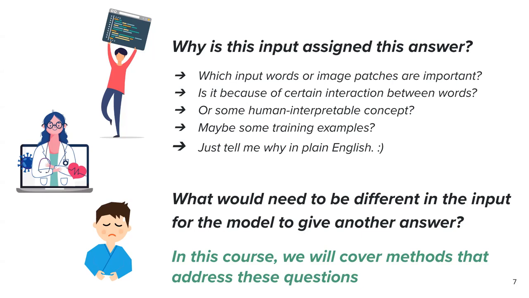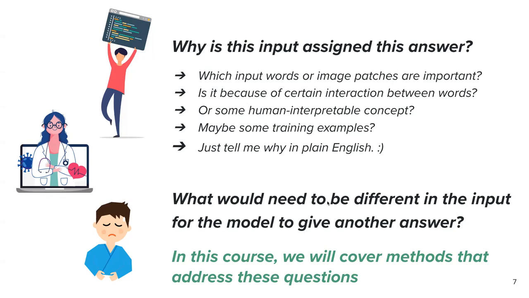of eyes. We might want to be more technically versed and ask, well, tell me which kind of training examples the model has seen that caused it to now, for this new instance, predict that something is true. And you might just be like, okay, just tell me in plain English why is the model predicting this? So we are going to cover techniques that aim to address these kinds of questions, all relating to this bigger one here, why is this input assigned this answer? But we will also look into what would need to be different in the input to the model to give another answer.